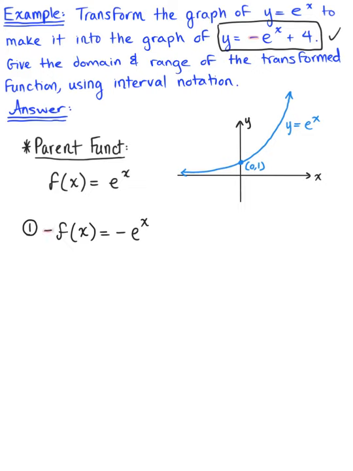If we're multiplying a function by a negative value, what are we doing? We're reflecting the basic graph or the parent function across the x-axis. So we are reflecting y equals the natural exponential raised to the x across the x-axis. So that's our first transformation.